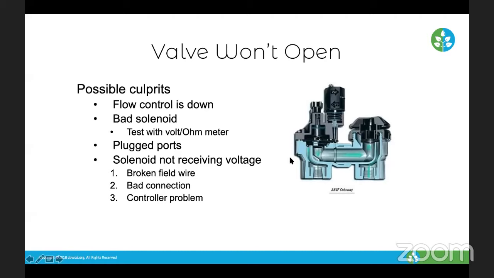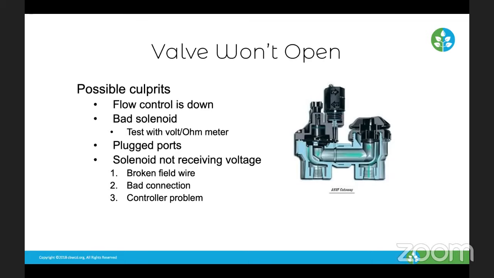Solenoid not receiving voltage. Maybe the solenoid's good, but the wiring connecting the irrigation controller to the solenoid might be disrupted. It could be a broken field wire. The wires connecting the irrigation valve to the controller itself could be damaged. This happens in residential, but in commercial it happens a lot more often. But let's say you're renovating your planter bed, and you didn't know that the gardener had run the wires from your irrigation valve to your controller in that planter bed, and you just chop it to bits.